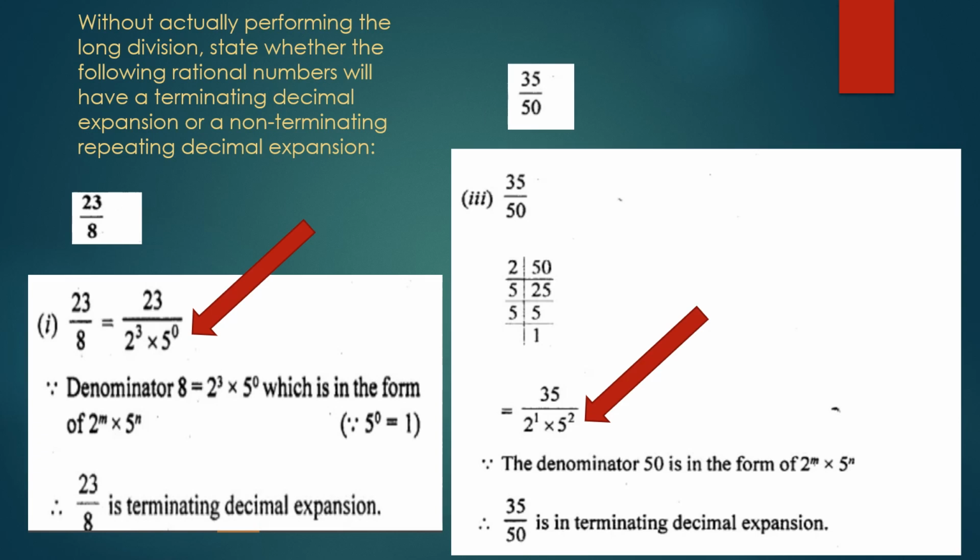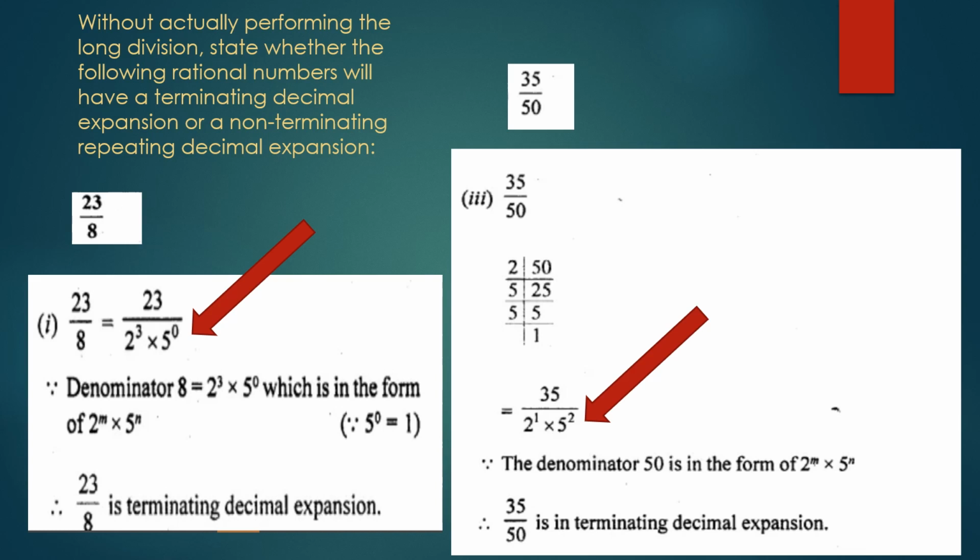Here I have taken an example. Without actually performing the long division, state whether the following rational numbers will have a terminating decimal expansion or a non-terminating decimal expansion. Here I have taken the examples of terminating decimal expansion from the NCERT book exercise. These 2 examples which you are seeing on the screen are of only terminating decimal expansion.